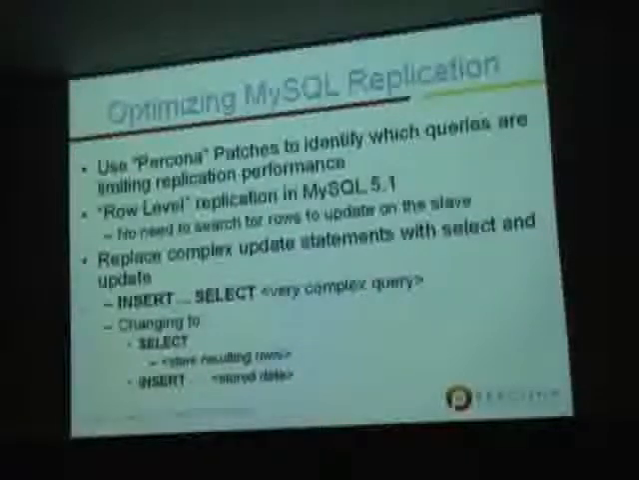Because many people say, oh, my replication thread is not catching up, so what do I do? How do I figure out where I should focus exactly? Another thing you can try out is row-level replication in MySQL 5.1. In certain cases, it's faster, in particular because it doesn't have to search for rows on the slaves. In some cases, the performance bottleneck is associated with really doing the updates. In other cases, it's finding the rows to update.